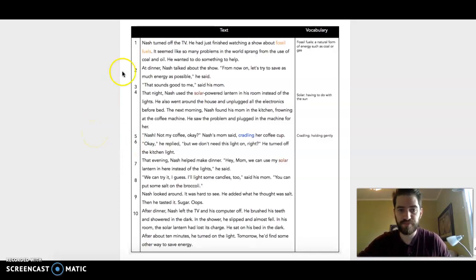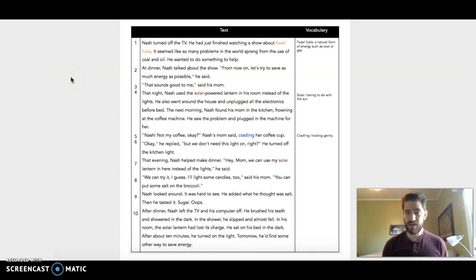Here we go. Nash turned off the TV. He had just finished watching a show about fossil fuels. It seemed like so many problems in the world sprang from the use of coal and oil. He wanted to do something to help. At dinner, Nash talked about the show. From now on, let's try to save as much energy as possible, he said. Sounds good to me, said his mom. That night, Nash used the solar-powered lantern in his room instead of the lights. He also went around the house and unplugged all the electronics before bed.